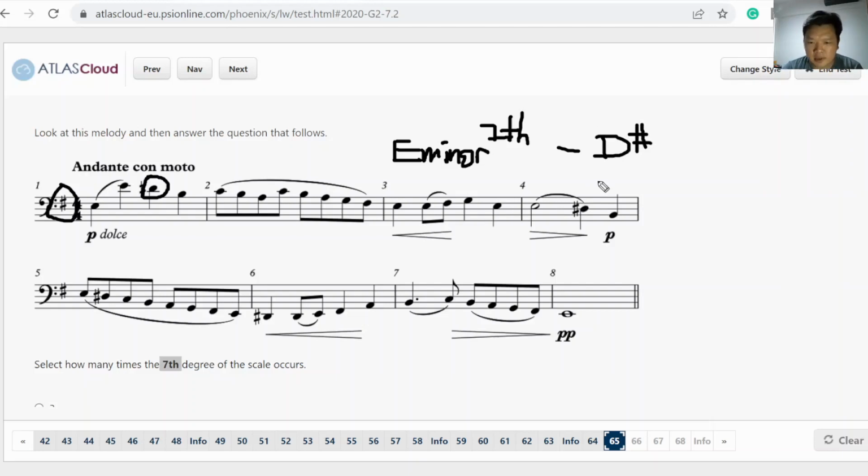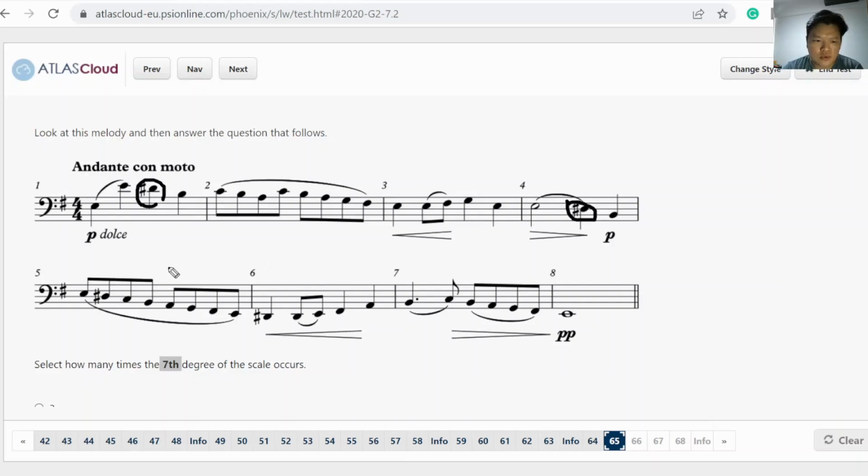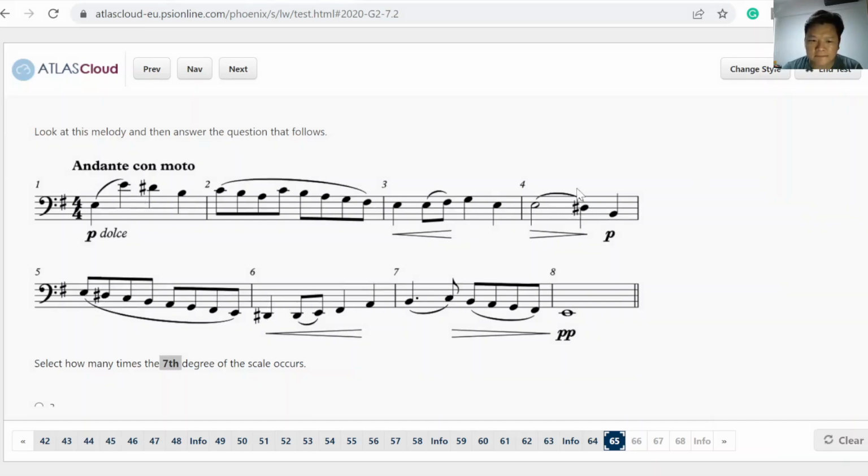It's a D sharp. So you need to find how many D sharps are in this melody. Correct? First 1, 2, 3, 4, 5. Any more? Seems like no more, right? Yeah, I found 5. 1, 2, 3, 4, 5. So your answer is 5.